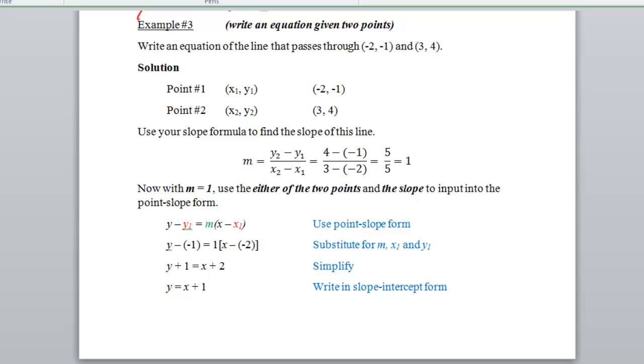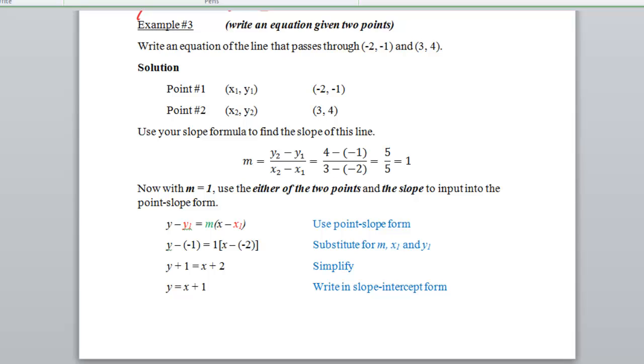Before we get to that, however, we have to draw back on prior experience on finding slope. And so since I've been given 2 points, I'm going to go back and use the slope formula that we learned in a previous lesson to find the slope. And you can see here in example 3 that after I finish doing that, I get a slope equal to 1.